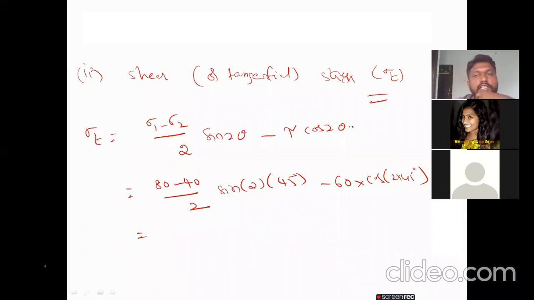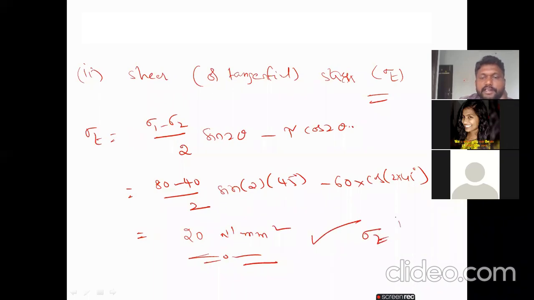This is the shear stress calculation formula. Okay, so all of you please respond. Yes, Avinash, you are right. The answer is 20 Newton per mm square. So this is the tangential stress or shear stress sigma t.